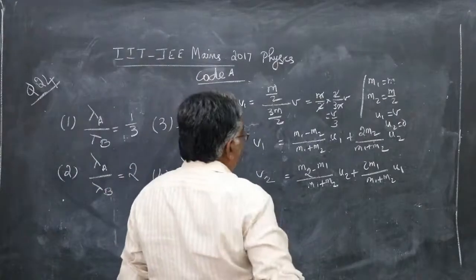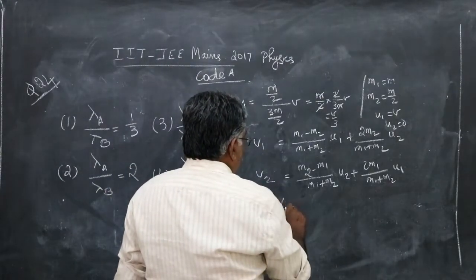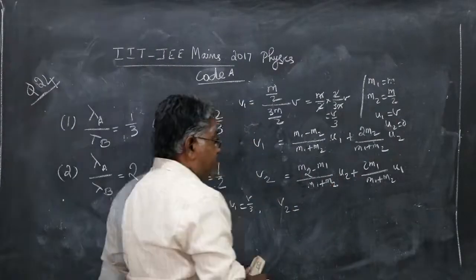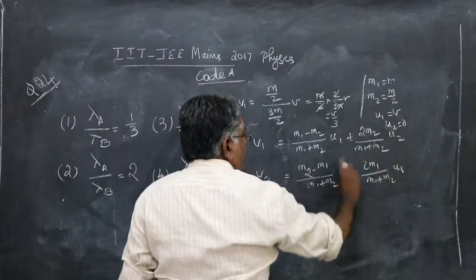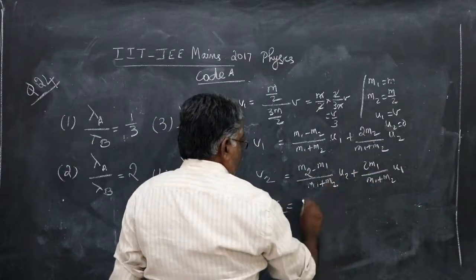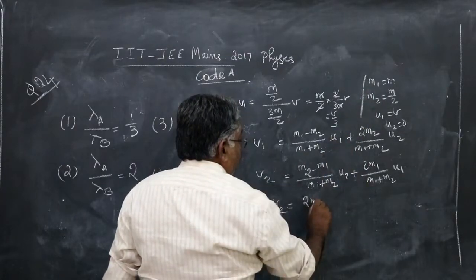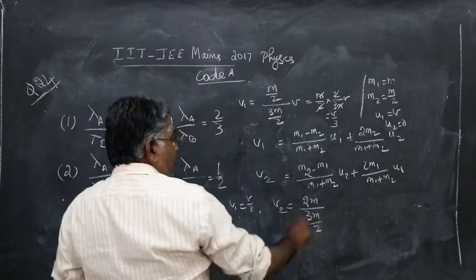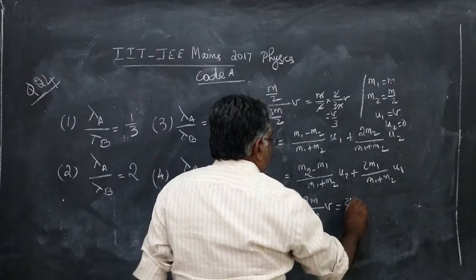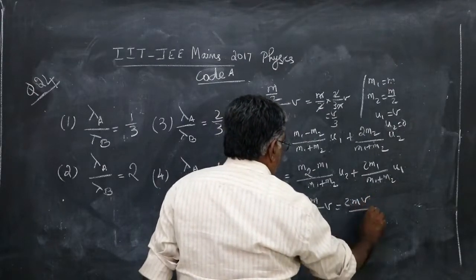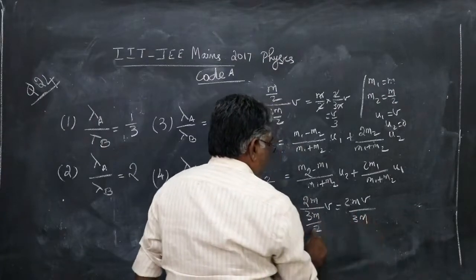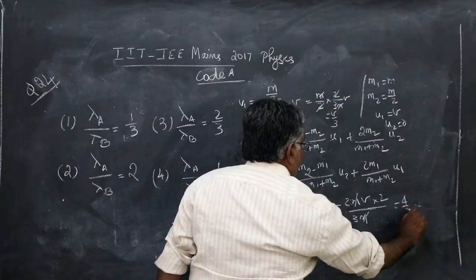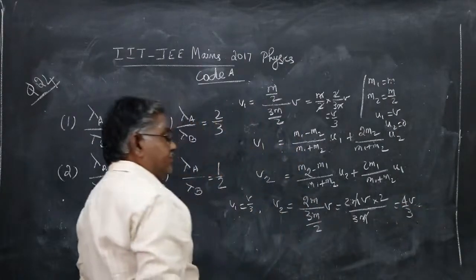Come to v2. What is v2? u2 is 0, so that term will go off. 2m1 is 2m, by m1 plus m2, 3m by 2, and u1 is v again. So 2mv by 3m, this 2 will go to the numerator into 2. m and m will cancel, you are getting 4 by 3 into v.